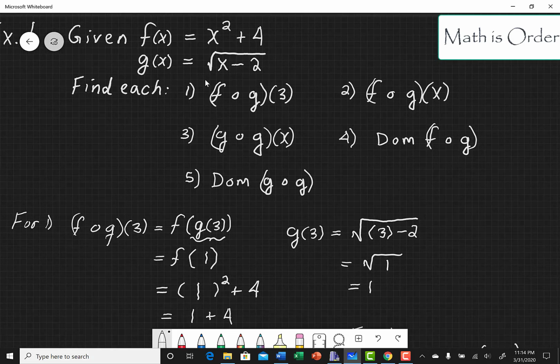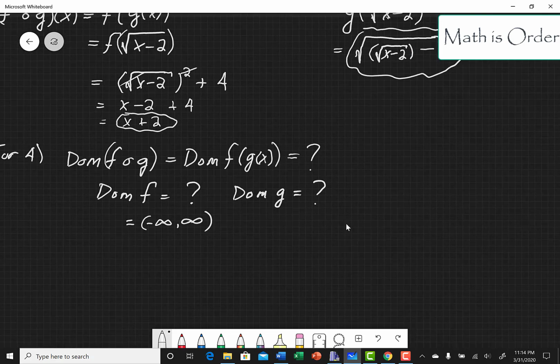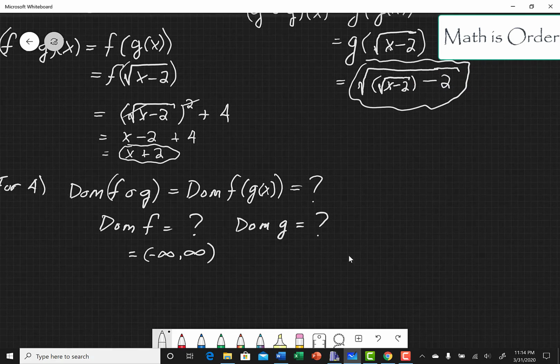So to find the domain of any even root function, all we do is set what's under the radical greater than or equal to 0. So the domain for g is all numbers greater than or equal to 2.